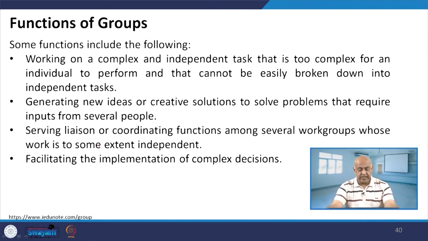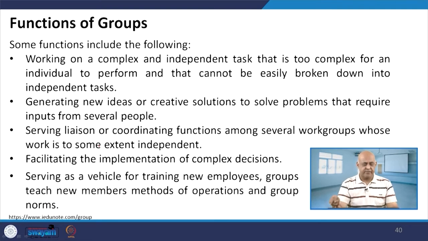Serving liaison or coordinating functions among the several work groups whose work is to some extent independent, that is liaising and coordinating, facilitating the implementation of a complex decision. So any complex decision is made with the help of the group, and then you are able to solve that problem and accomplish that particular target. Serving as a vehicle for training new employees, groups teach new members methods of operations and the group norms.